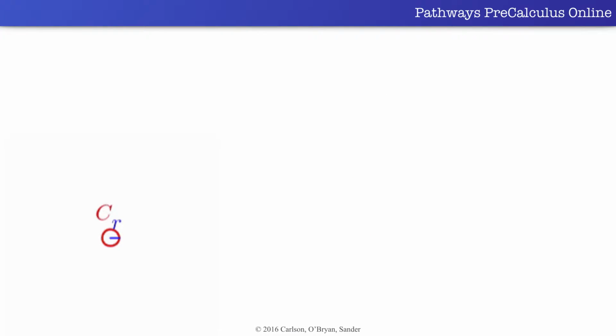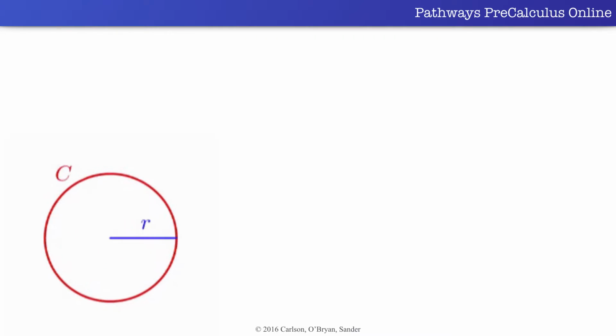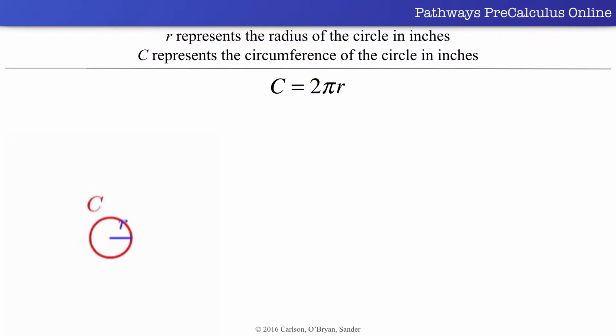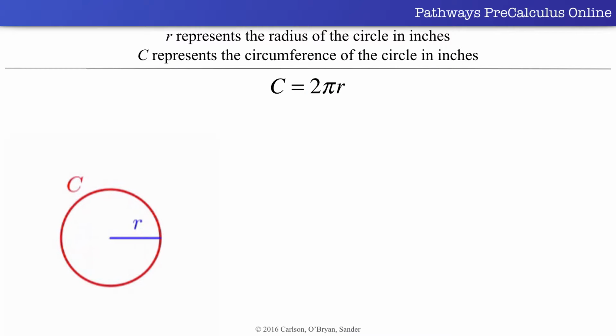Now, consider a circle whose size can vary. The formula c equals 2 pi times r expresses the circumference of the circle in inches in terms of the radius of the circle in inches. We can use function notation to express the circle's circumference in terms of its radius length by writing h of r equals 2 pi times r, where the input variable r represents the radius of the circle in inches, and the output h of r represents the circumference of the circle in inches when the radius is r inches.